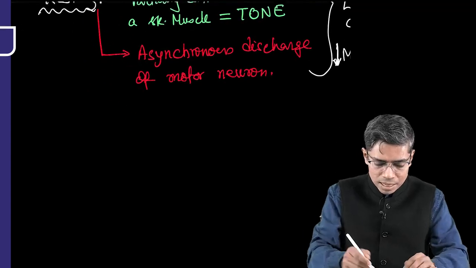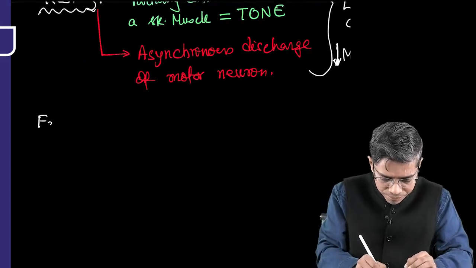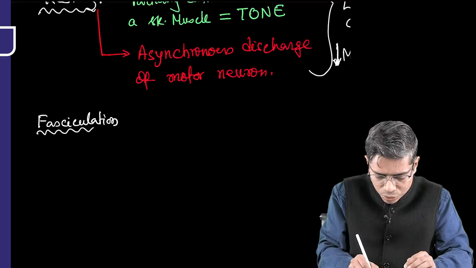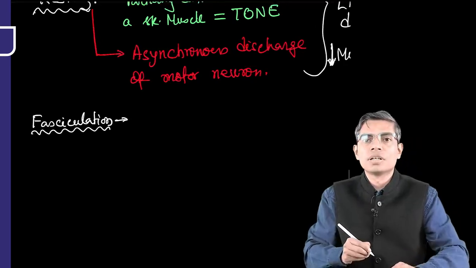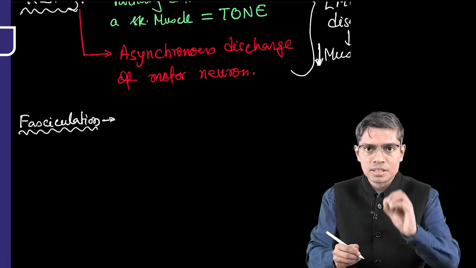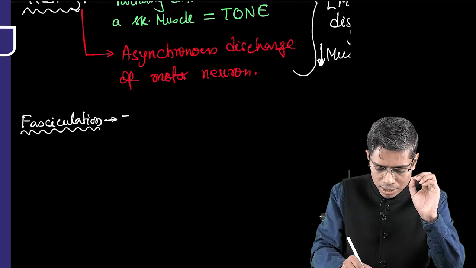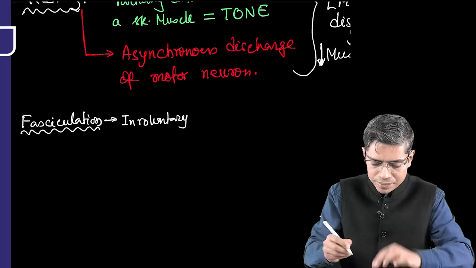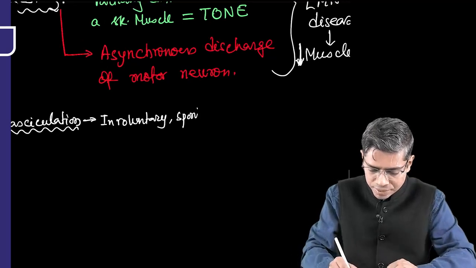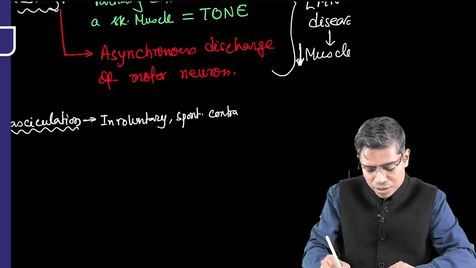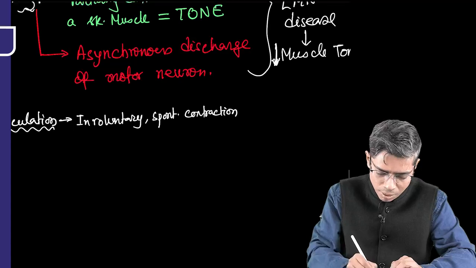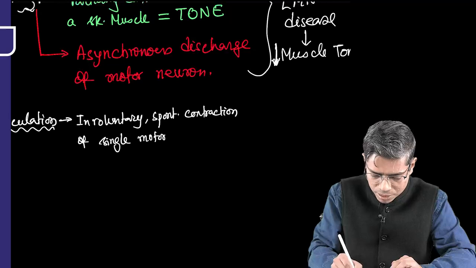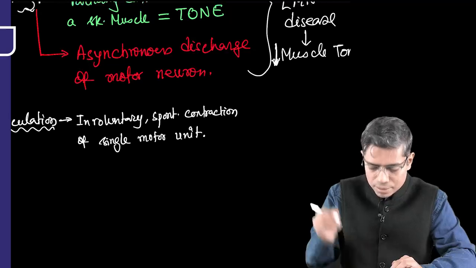So what am I talking of? Fasciculation. So what is fasciculation? I told you that in the early stage of motor neuron disease, due to spontaneous pathological discharge of the motor neuron, okay, your answer is involuntary, spontaneous contraction of a single motor unit is known as fasciculation.